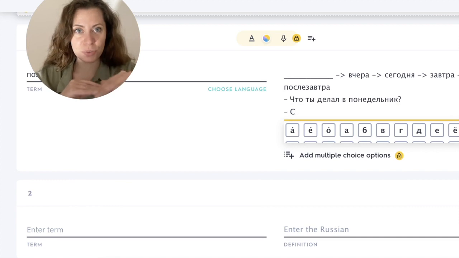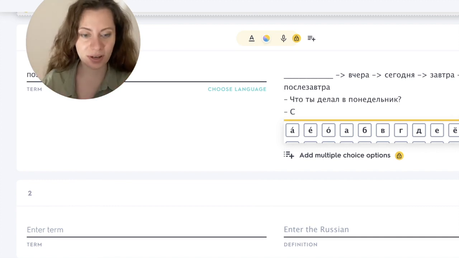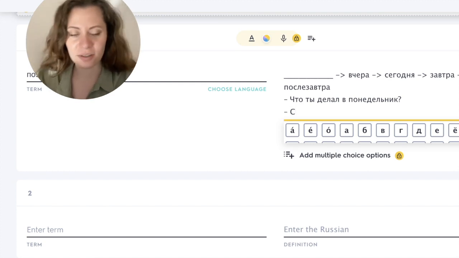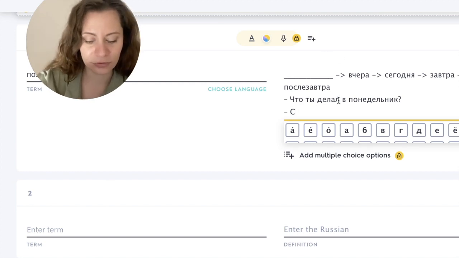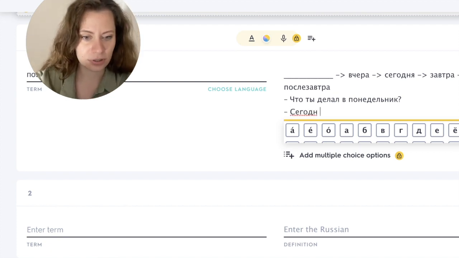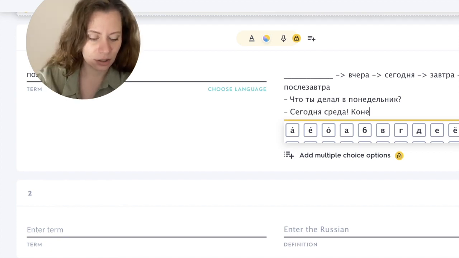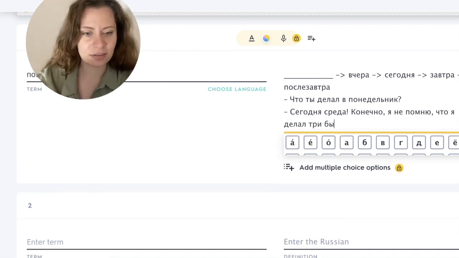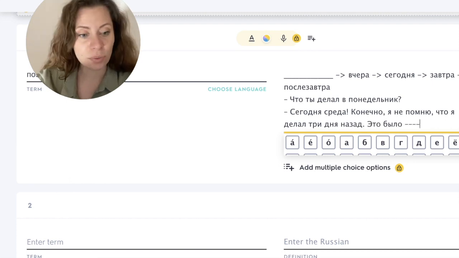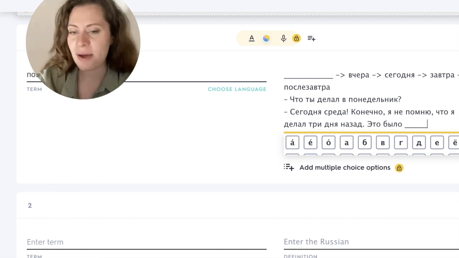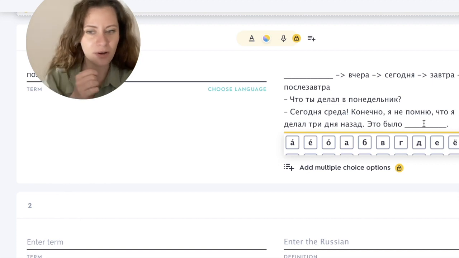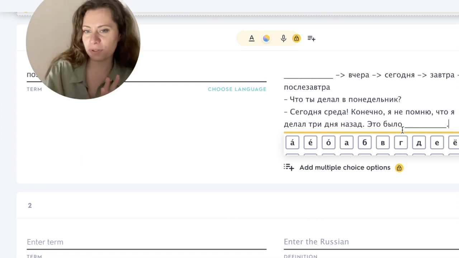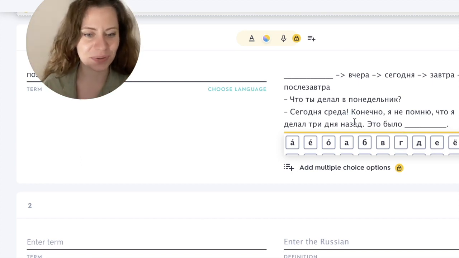I'm making a small dialogue to see this word in a context and to show how to use this word in their life. Что ты делал в понедельник? For example, сегодня среда. Конечно, я не помню, что я делал 3 дня назад. Это было позавчера. I'm not making the exact same amount of letters. I just think that it's fine, just to understand if this word was long or short and so on.